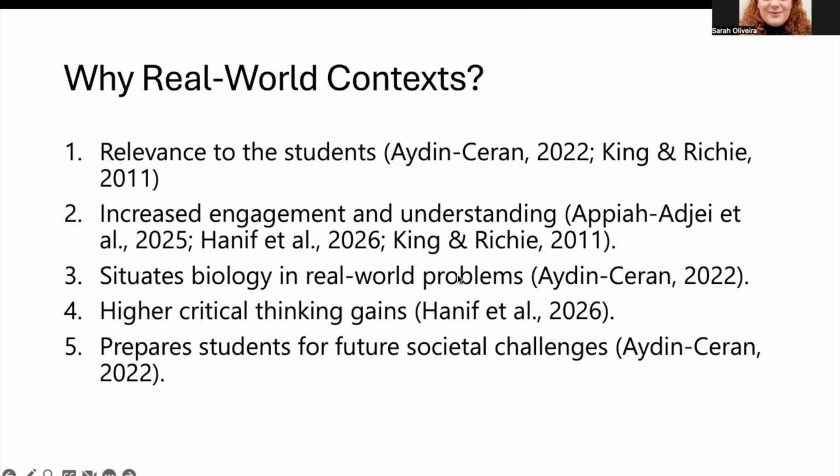It stimulates higher critical thinking gains. So students are actually critically thinking more because they've got a problem to solve or an issue surrounding them that they would like to contribute to. And it prepares students for future societal changes and also gives them a civic engagement in those societal changes, where they might think they can have something to say or do about it.